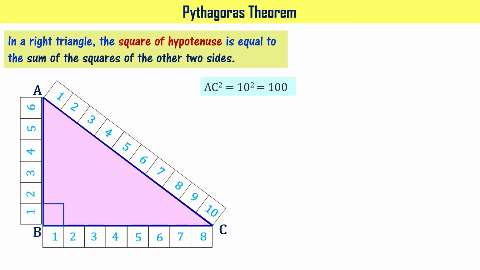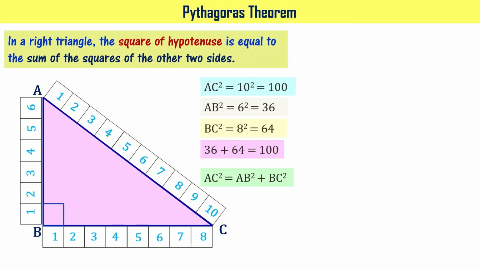And for the other two sides also, let's take some squares. AB square equal to 6 square equal to 36 and BC square equal to 64, right? Now, the sum of the squares of the other two sides can be written as 36 plus 64, that is equal to 100, which is equal to the square of the hypotenuse, right? That's why we write AC square equal to AB square plus BC square.